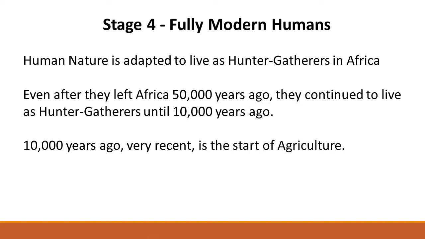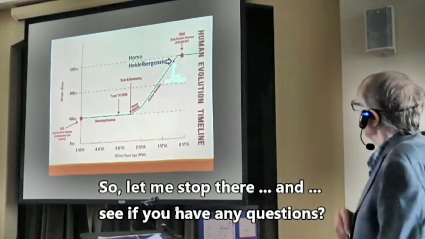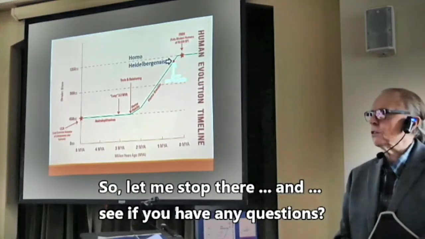So, anyway, what you have is, it's all about hunter-gatherers until 50,000 years ago when they left Africa, then it continued until 10,000 years ago when agriculture started, and then everything changed because those hunter-gatherers that were very egalitarian and wouldn't allow a dominant alpha at all, suddenly with agriculture, then there's chieftains and kings and emperors and dominance and all the things that we associate with problems in the modern world go back to agriculture. So let me stop there and see if you have any questions.